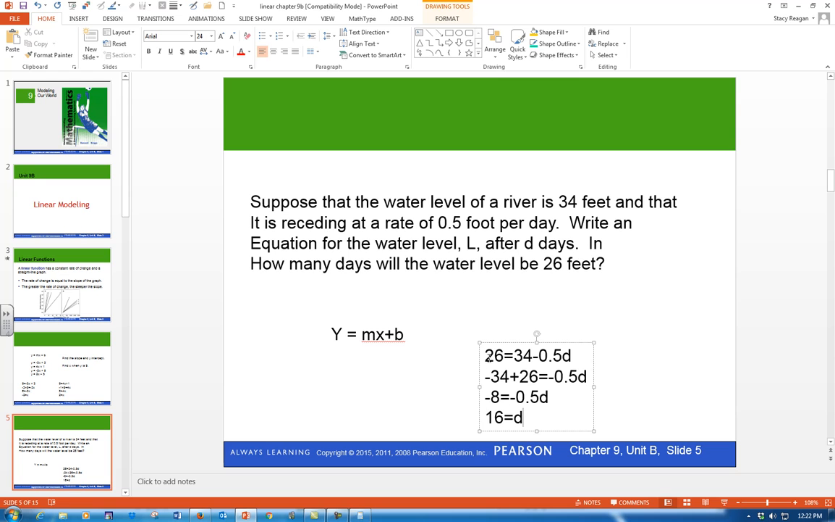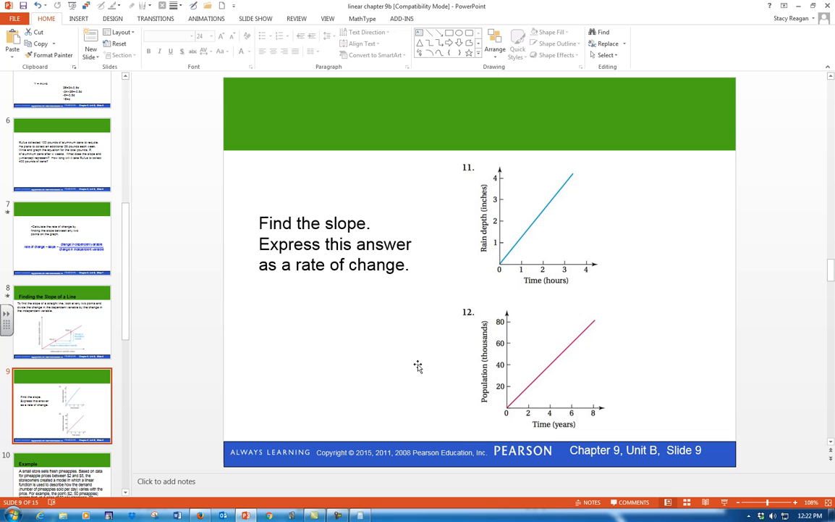So this is the algebra that you're going to be doing, but you're going to need to get the equation first, and it's a matter of reading what's happening. If this had said going up at a rate instead of a minus sign, you would have a plus sign there. This is one of the other problems that we did in class.